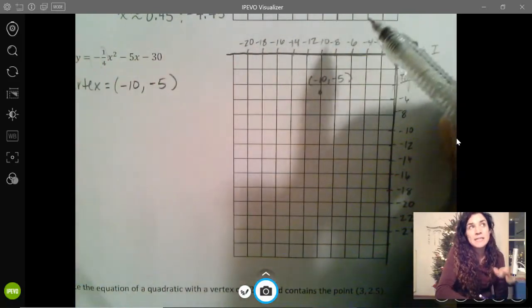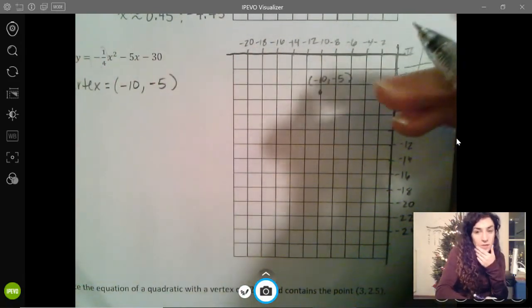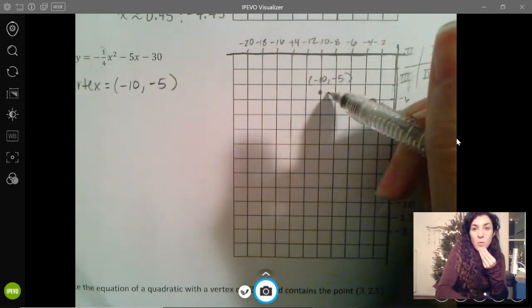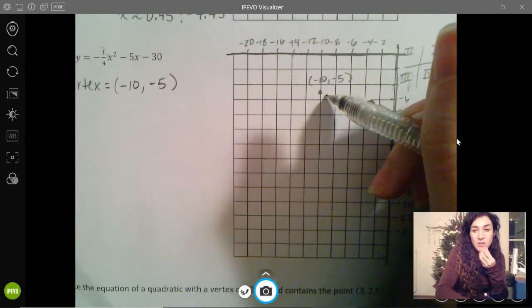Our vertical movement is now multiplied by 1/4. And so things are getting a little tricky. So moving over 1, down 1 would become over 1, down 1/4. And so instead of making it harder on myself, I'm going to work smarter instead of harder.